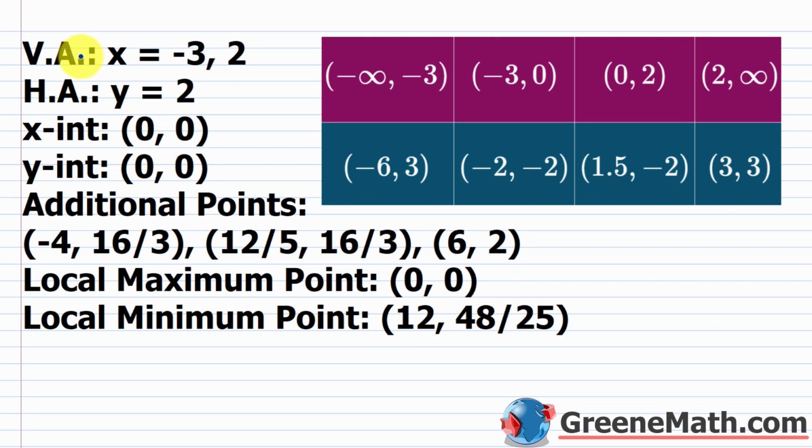So the vertical asymptotes, we know those are x equals -3 and x equals 2. The horizontal asymptote is y equals 2. The x-intercept and the y-intercept are both going to be at (0, 0), or the origin. And then what you're going to do is split the number line up into intervals.